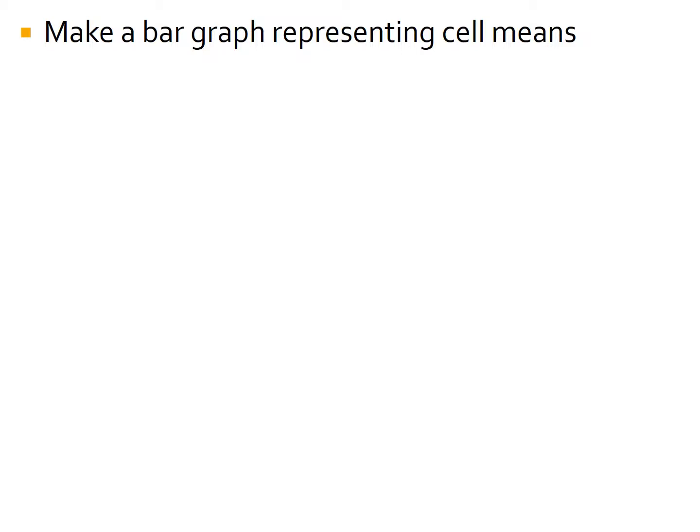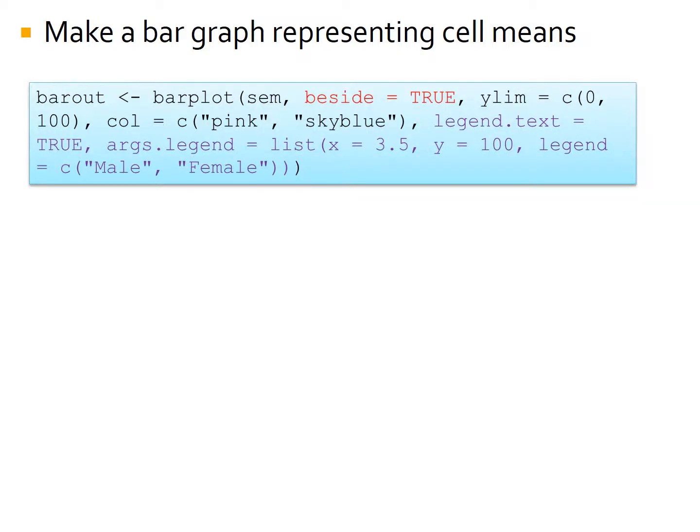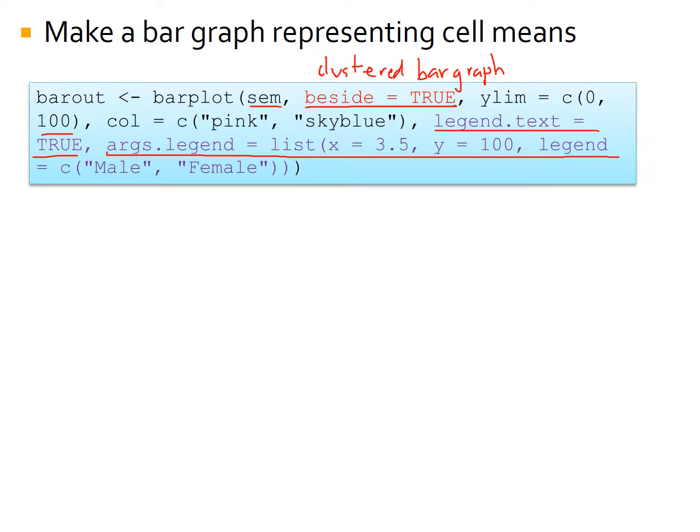So again, I use the bar graph to represent the cell means. So barout is the bar plot for SEM, which is the mean of the sex and ethnicity. Beside equal true because I want the cluster bar graph. X limit is from 0 to 100, color is pink and sky blue, and legend.text equal true means that I want the legend, and I put all arguments of the legend over here. So it's inside the list, and x is the coordinate of the x, y the coordinate of the y of the legend, and legend text is male and female.